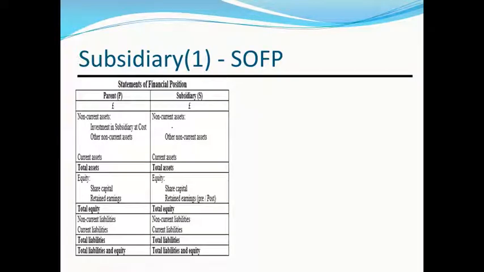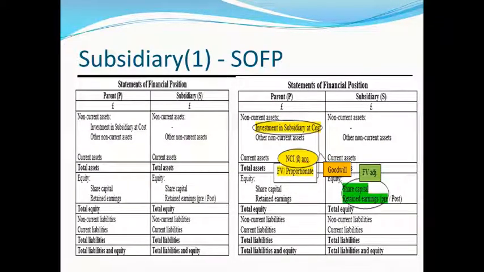So if we have the statement of financial position of the parent company and the subsidiary, we start here with calculating the value of goodwill, and the value of goodwill is calculated by comparing the value of the subsidiary acquired to its net assets. The value of the subsidiary acquired can be the value acquired by the parent company if the subsidiary is 100% owned by the parent company, and if the parent company owns less than 100%, in this case, there will be what is known as non-controlling interest.